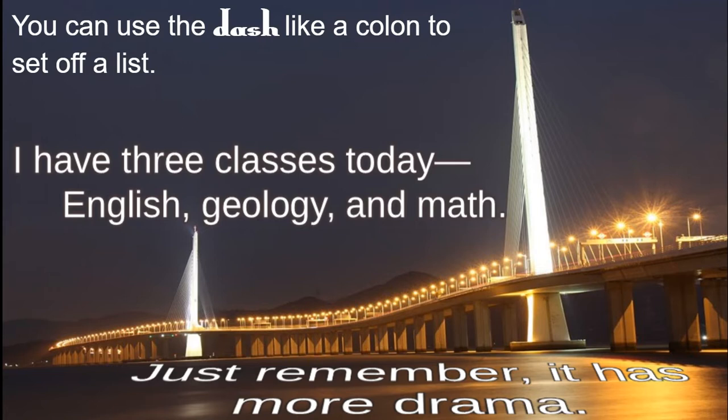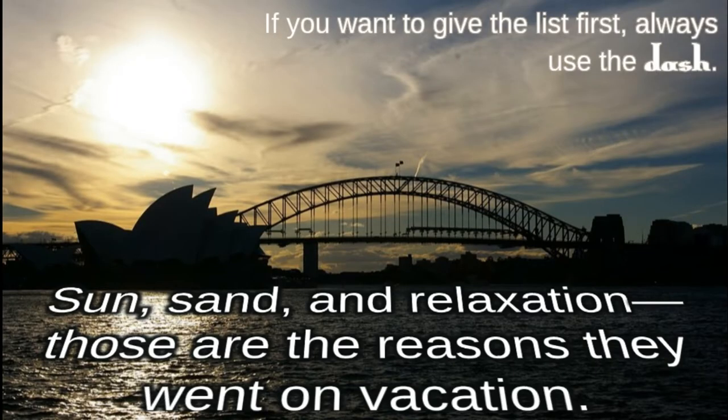But take something like this. Here's another way, and again, remember this English, geology, and math is extra information, so it's another way we're setting it off. Take something like this: sun, comma, sand, comma, and relaxation, dash, those are the reasons they went on vacation. Here, we've got the list first. And if we have the list first, we can't put that colon in there. So what we do is we go to the dash and then give the sentence. So if you want to change things up a bit and put your sentence at the end, then give your list first, do the dash, and then give that sentence.